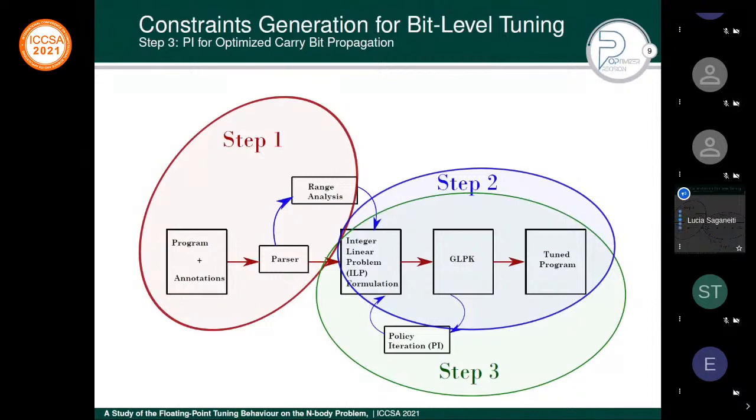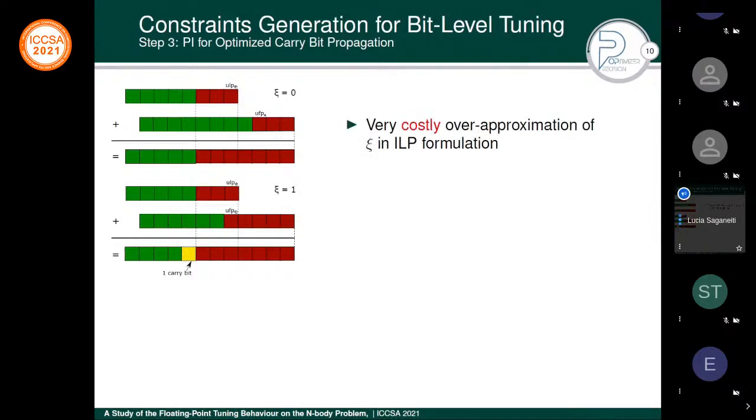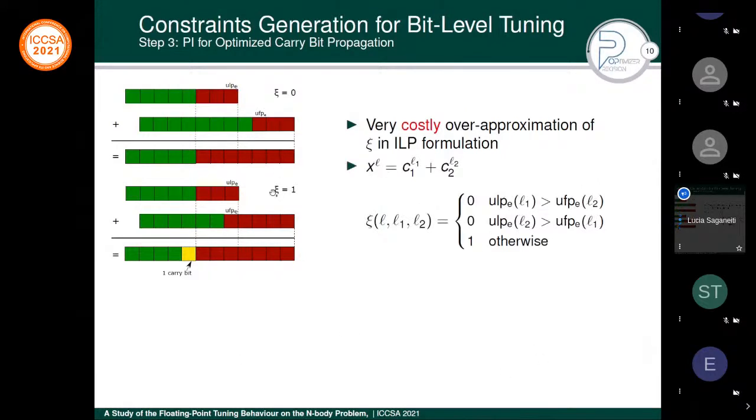So for the third step, in fact, we will use the policy iteration technique in order to optimize the first method. So here what we have done is to be less pessimistic on the carry bit propagation, because adding one bit in the former method will be very costly, especially if we have large programs. So we propose to make some tests. So we take the numbers, and if, for example, the ULP of the error of a number is higher than the UFP of a number, then we know that the two numbers are not aligned, and there is no case to add a carry bit in this case.